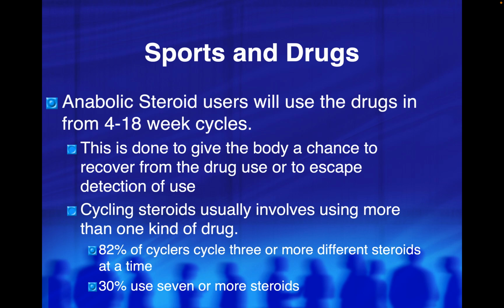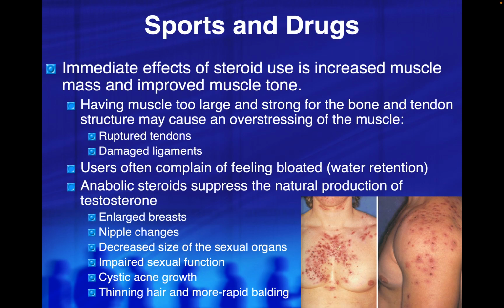Cycling steroids usually involves using more than one kind of drug. 82% of cyclers cycle 3 or more different steroids at a time. 30% use 7 or more steroids. Immediate effects of steroid use are increased muscle mass and improved muscle tone. Having muscle too large and strong for the bone and tendon structure may cause an overstressing of the muscles. This causes ruptured tendons and damaged ligaments.